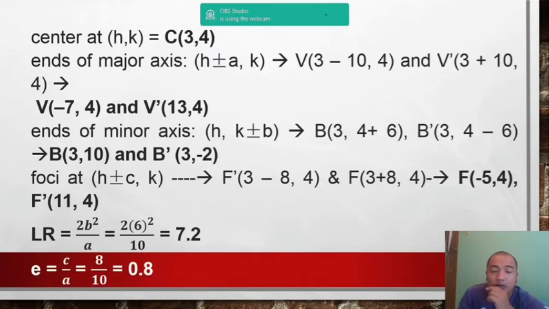And also we have here the eccentricity, c over a. 8 over 10 is 0.8. It tells the roundness of the ellipse. So if it approaches 1, it becomes a little bit like a circle. The closer the eccentricity gets to 1, the rounder it becomes.